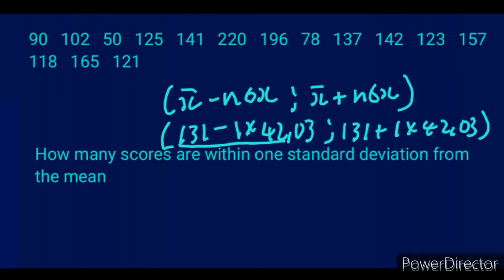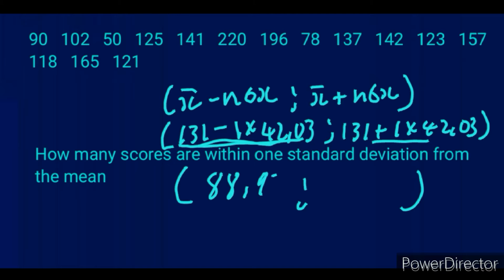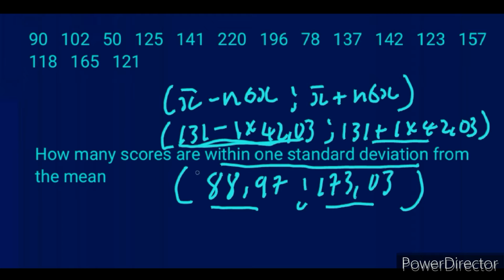When we simplify this part and this part, this part is going to give us 88.97. The other part is going to give us 173.03. So this will be your lower boundary and this will be your upper boundary. When they say how many scores are within 1 standard deviation from the mean, they're just saying how many scores are between these scores.